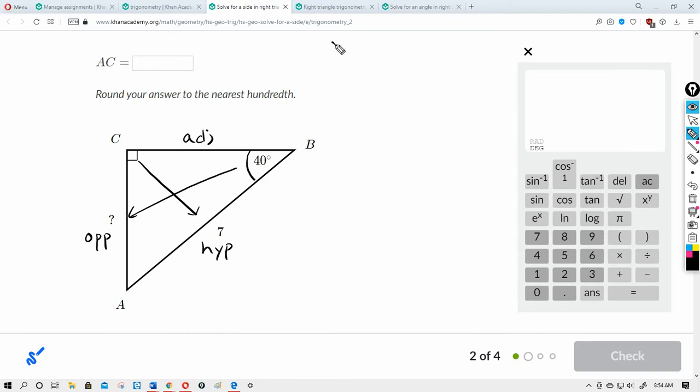So remember, SOH CAH TOA. We don't have the side for adjacent, so I'll cross that out. We have the hypotenuse, and we want this side for opposite. So which one uses opposite and hypotenuse? Well, that's this one right here. See the O for opposite, the H for hypotenuse. So we're going to use sine.